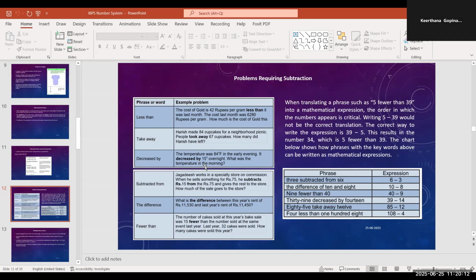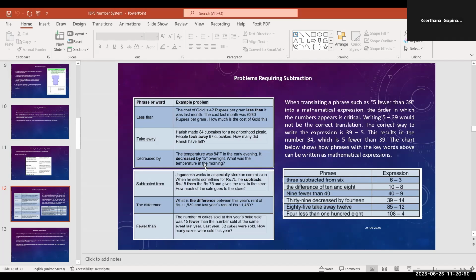So the other phrase that will come is take away. Harish made 84 cupcakes for a neighborhood picnic. People took away 67 cupcakes. How many did Harish have left? Now tell me this. 17. Correct. Decreased by. Temperature was 84 degrees Fahrenheit in the early evening. It decreased by 15 degrees overnight. What was the temperature in the morning? 69. Correct.